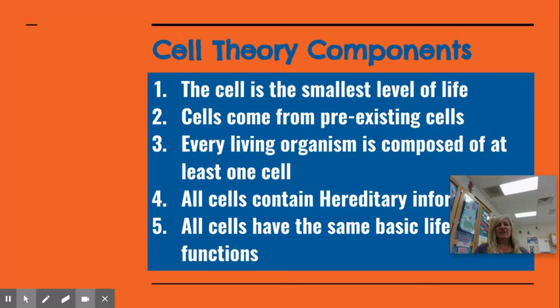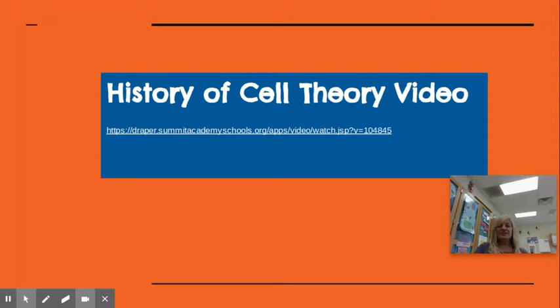We've already talked about number one, how the cell is the smallest unit of life. Number two, cells come from pre-existing cells. We've already discussed number three, that every living organism is composed of at least one cell. Cells contain all the hereditary information of the organism, and all cells have the same basic life functions. Just like organisms have common characteristics, cells are going to have those same common characteristics. So let's watch the history of cell theory.